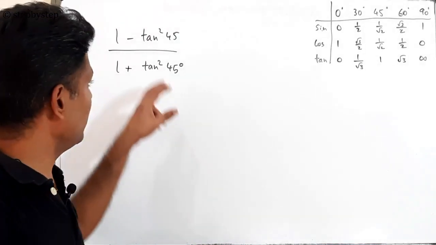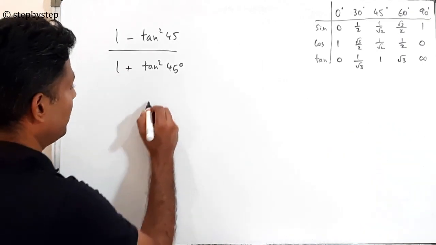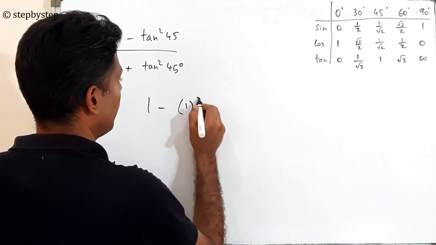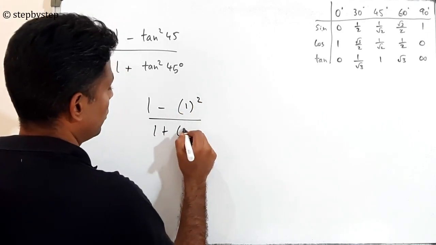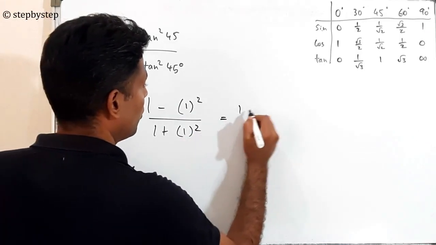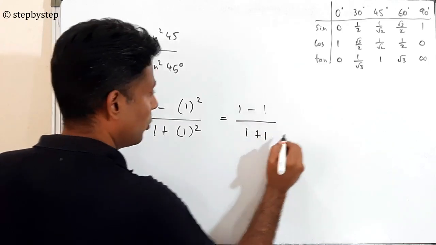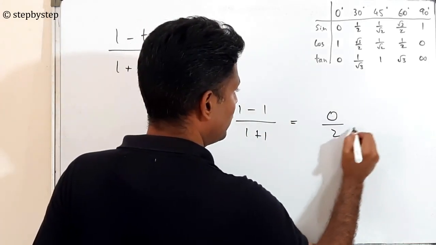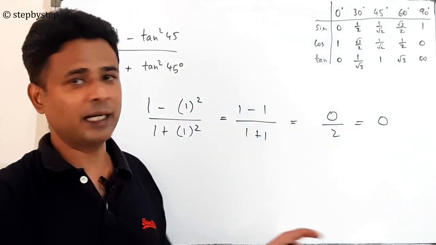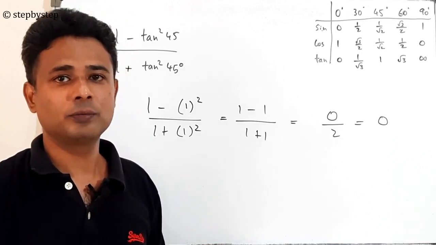Alright. Then second sub question from question 2 is this. So 1 minus tan square 45 is tan 45 whole square. Tan 45 is 1 whole square, and 1 plus tan 45 whole square is 1 plus 1 square. So we get 1 minus 1 by 1 plus 1. So we get 0 by 2, which is nothing but 0. So the answer is 0. The correct option is 0.